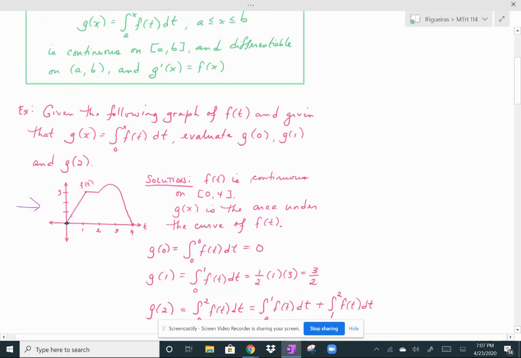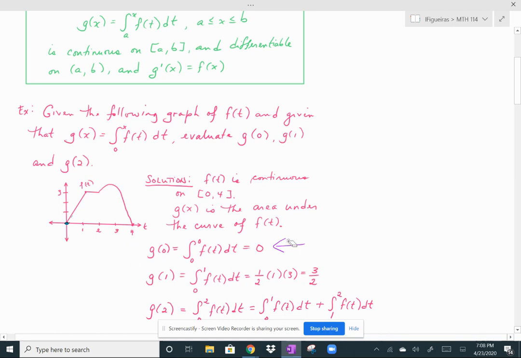G of x will represent the area under the curve of f of t, because g of x is the integral of f of t. Well, g of 0, when you're at 0, you don't have any area there. Remember, when your beginning and ending limits are equal, there is no area under the curve, and therefore the integral has a value of 0. We also talked about this in a previous section on properties of integrals.